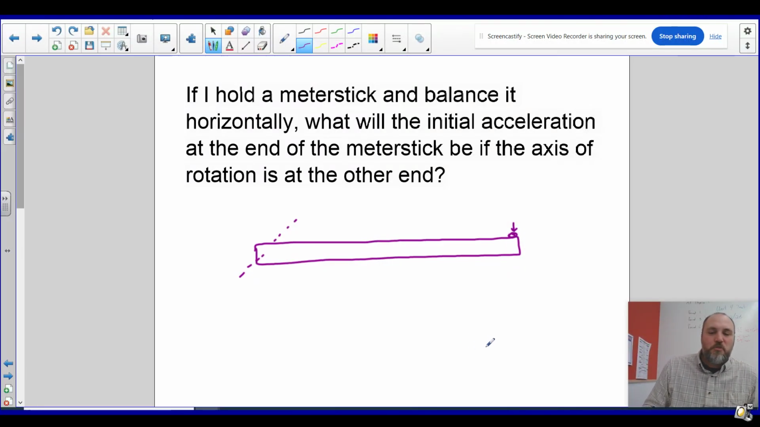Okay, so if you want to try to do this, very similar to what we did on the last page, doing the sum of torques and sum of forces, go ahead and try that. Pause the video.